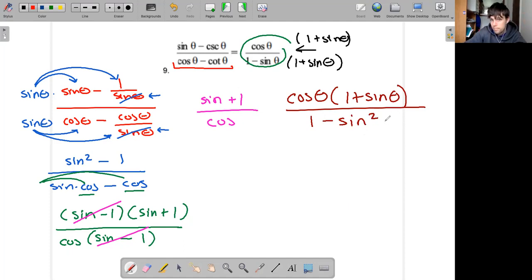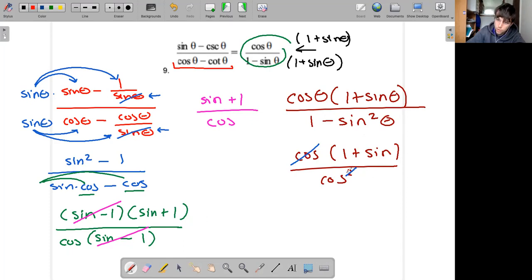Well, this is actually a Pythagorean identity. This is actually just equal to cosine squared. So let's do that. We have cosine times 1 plus sine all over cosine squared. Well, we have some things that can cancel here. I have this cosine can cancel with one of those, so it'll no longer be squared. So now I end up with 1 plus sine divided by cosine.